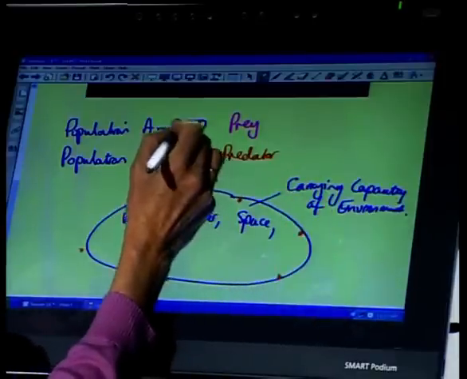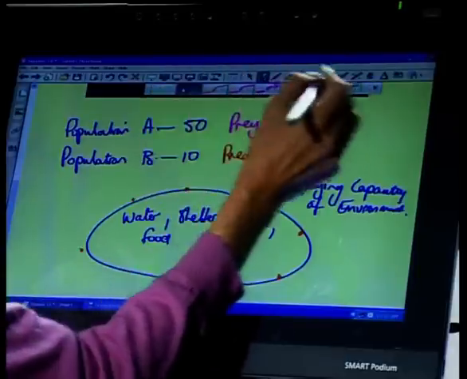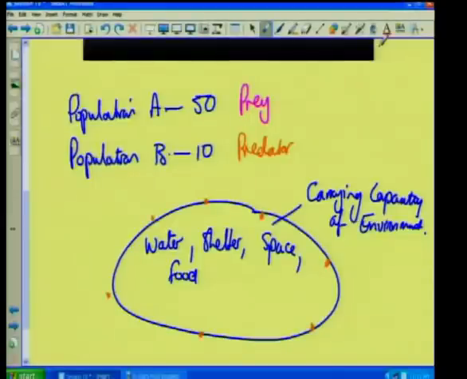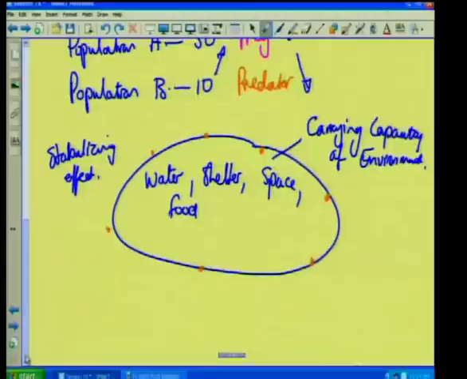Now, that carrying capacity stable population would be 50, stable population would be 10. The minute the prey population increases above 50, our predator population is going to increase above 10. And then we are going to have a stabilizing effect. And that is going to cause the prey population to decrease below 50, and the predator population will follow by decreasing to below 10. And everything works as a negative feedback.